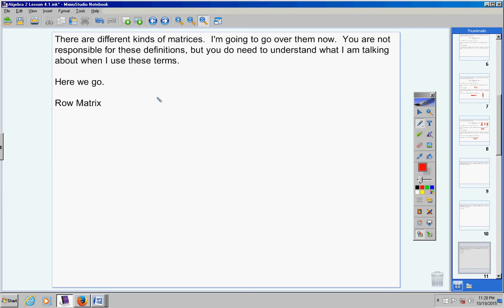A row matrix is a matrix that has one row. You can listen or take notes, up to you. That's a row matrix. This would be a row matrix. Even this would be a row matrix. That's a 1 by 1. That's 1 row and 1 column. Okay? All of these are row matrices because they have one row. Doesn't matter how many columns. This one has 4 columns. This one has 2 columns. This one has 1 column. Doesn't matter. A row matrix is a matrix that has exactly 1 row.